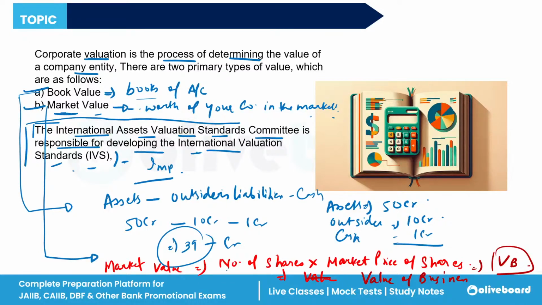Okay. So how many shares are traded in the market, the value of each share, how many shares are being sold in the market. This will tell you the market value, the analysis of corporate valuation with the help of market value. And how is it calculated? The number of shares you are holding in your company into the prevailing market price of the shares. If you multiply that, you will be getting the value of business.